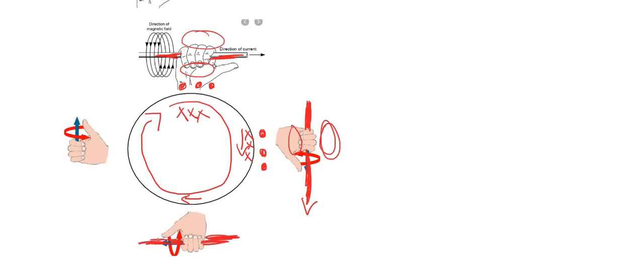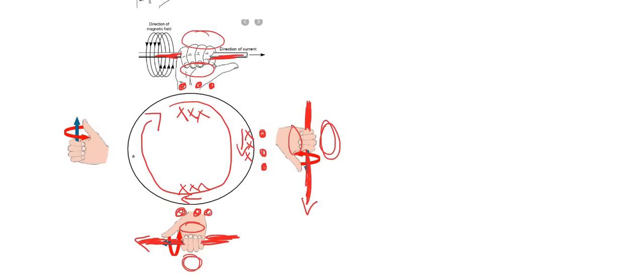You should really try this with your pen, it does work. And so what we can see on this side over here, your fingers are coming out of the page. And then over here, on that side of the loop, on the inside of the loop, they are going into the page, and so that would be X's.